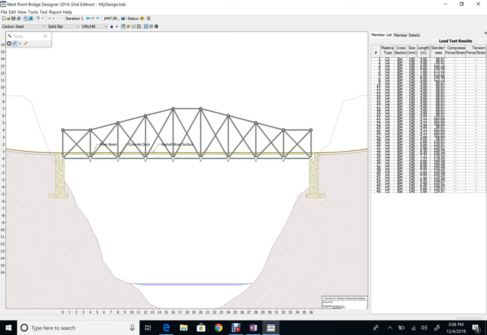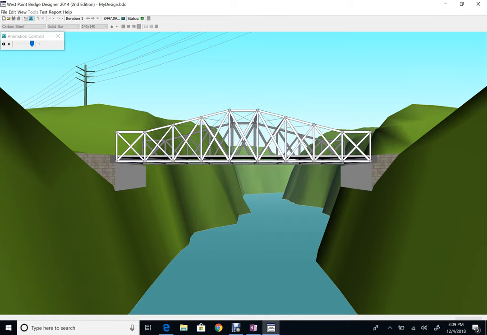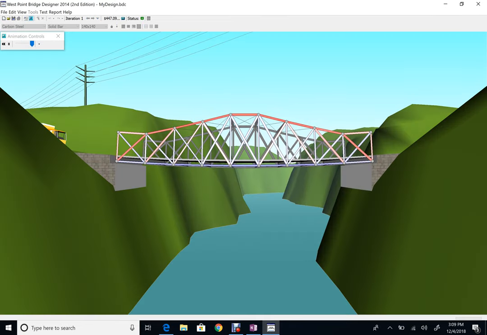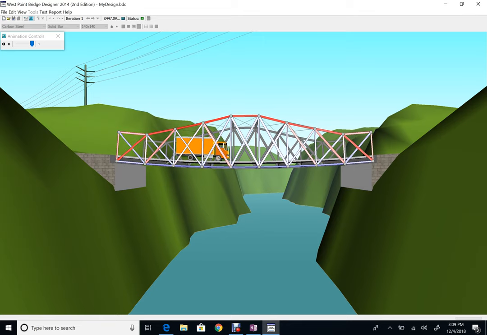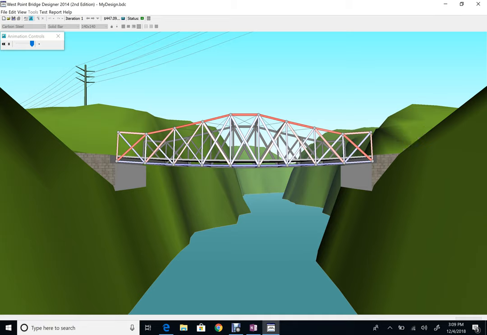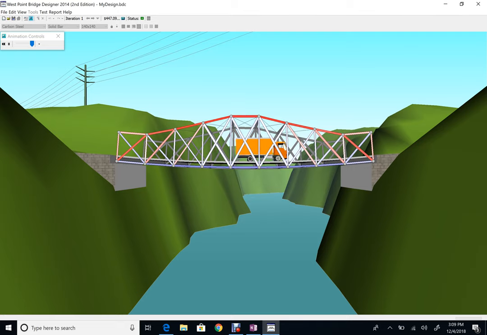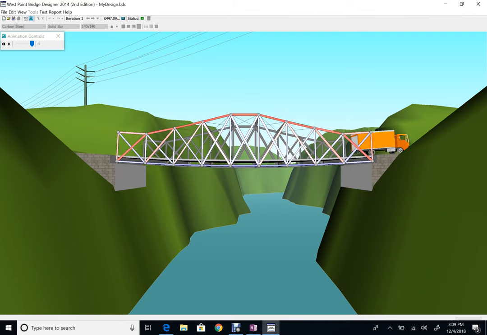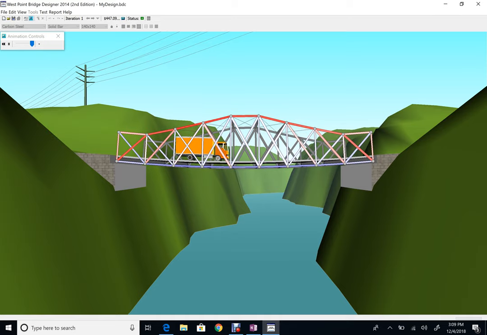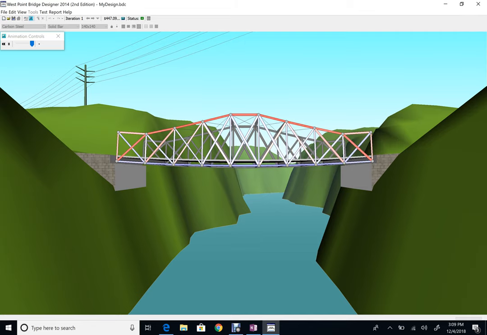Here is my bridge. You can check your bridge against the truck. Your truck is moving, moving, moving. Once your truck moves from one side to the other side, your bridge is stable. But wait, remember, I believe we have a few members which are critical. These members with red color mean we have a high level of stress, high level of load in this truss. But it's okay, they are safe.